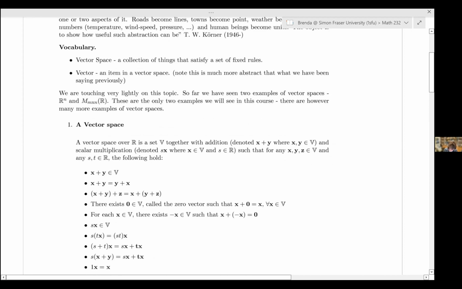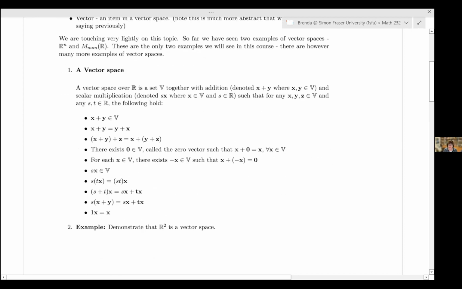And then if this long set of rules here applies, then that collection is a vector space. If all of the rules hold with those two operations, addition and scalar multiplication, it's a vector space. If any one of the rules is breached, then it's not a vector space. These are fairly basic things.